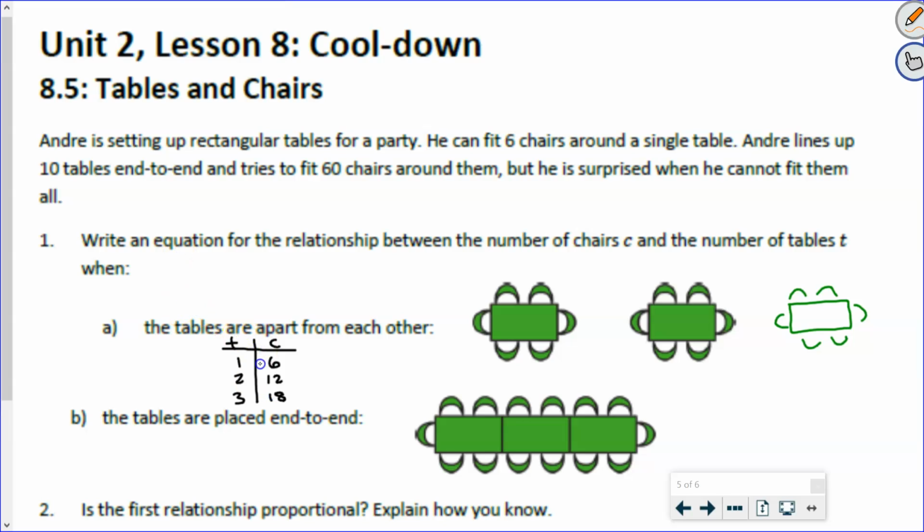So I asked the question, how does a 1 change to a 6? How does a 2 change to a 12? If you don't know, you can work backwards, but I hope that you see that a 1 multiplied by 6 is 6. So I know that every time I go forward in this table, I am multiplying by 6, and therefore I can write the equation t multiplied by 6 is equal to c for chairs. Or if we wanted to, c equals 6t.